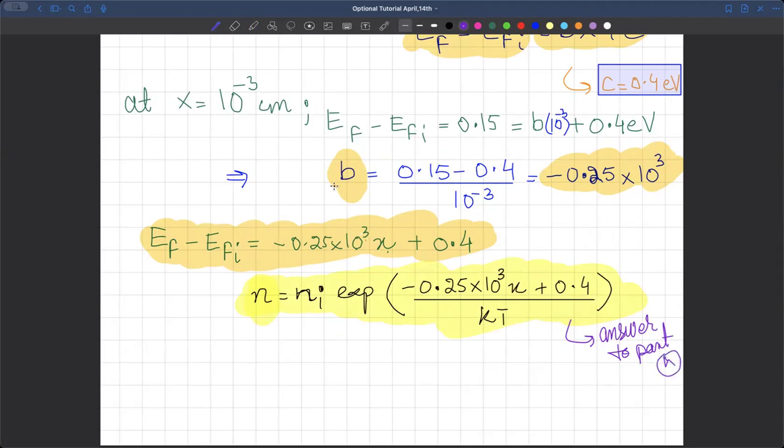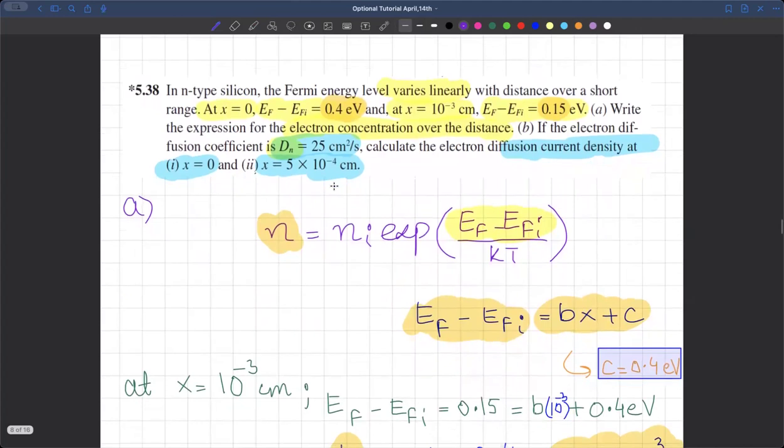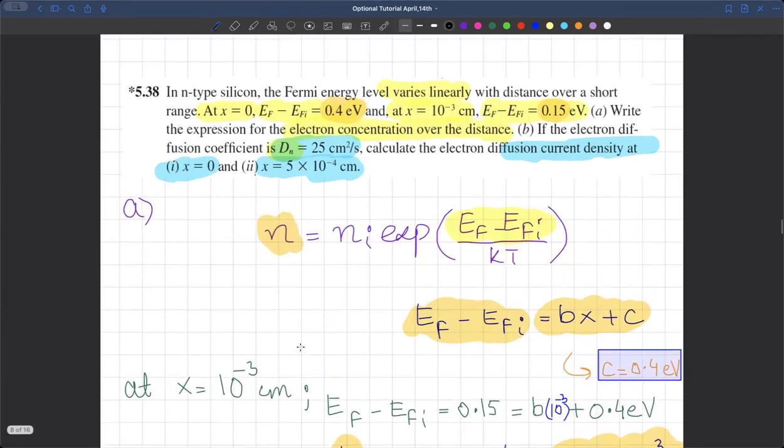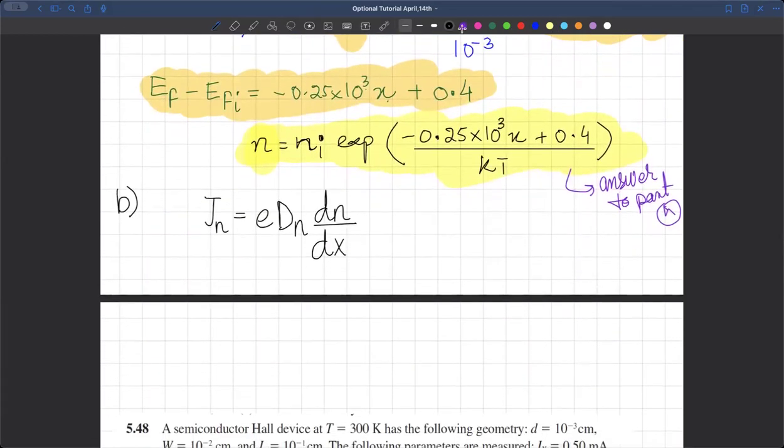Okay, now see what else they're asking. If the electron diffusion coefficient is given, calculate the diffusion current density at x equal to this. If you go back, you will see the formula for the electron diffusion current density, with subscript n because it's for electrons. It's going to be D_n times the gradient of the electron concentration over x. If I have n, I can simply plug it in and take the derivative. Once we have that, we can plug in x values, no problem. So the key thing is to get that derivative, so let's try to get it.